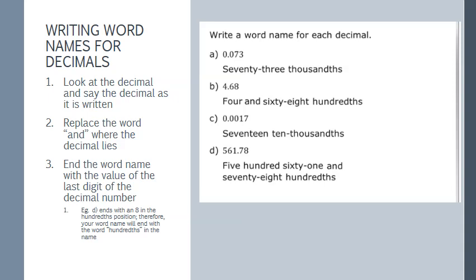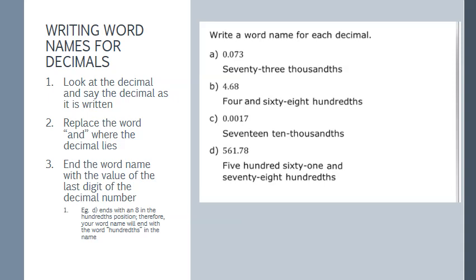So the number that we're focusing on is 0.073. This is our decimal number, the number that we're going to actually write. Since there is no whole number part of this decimal number, we do not have to put the word "and" in there. We're only writing out the word for the decimal number, which is 0.073.